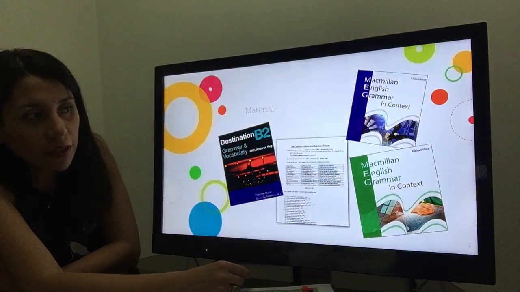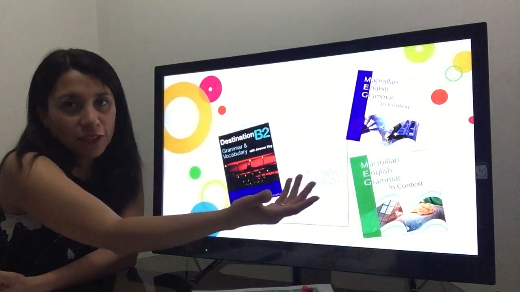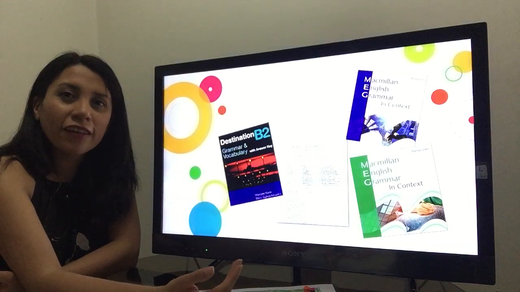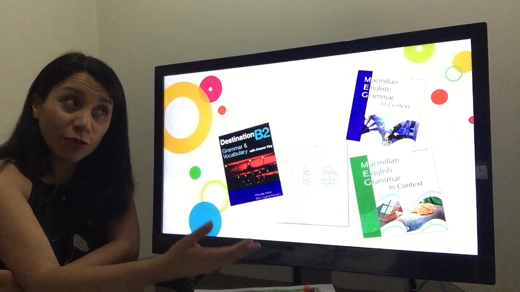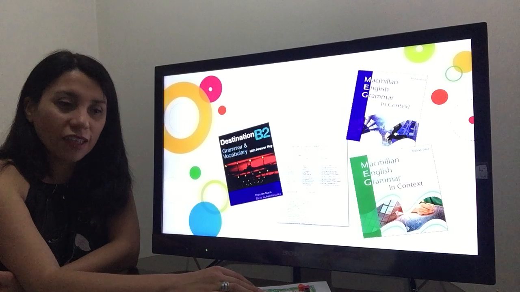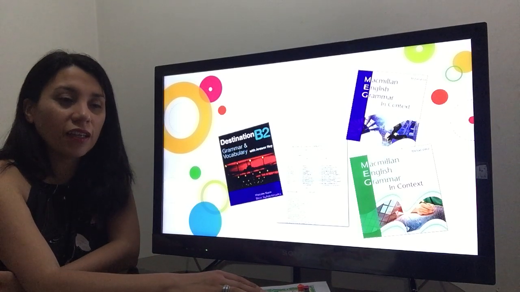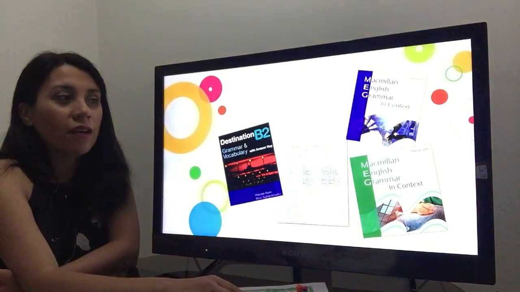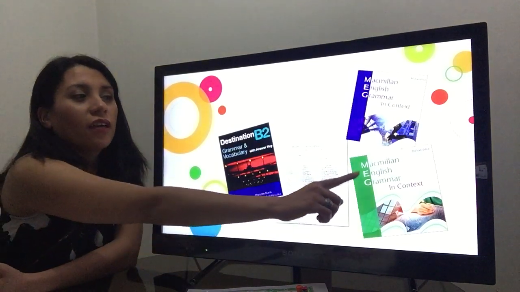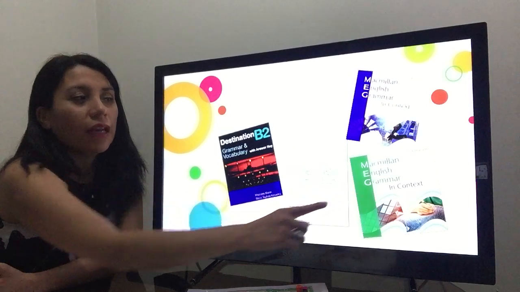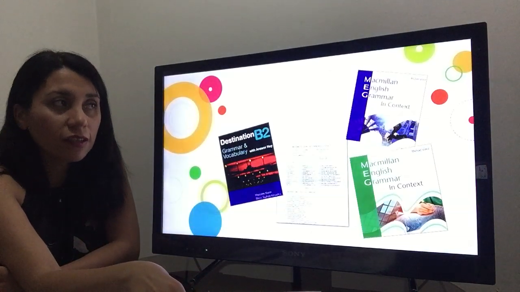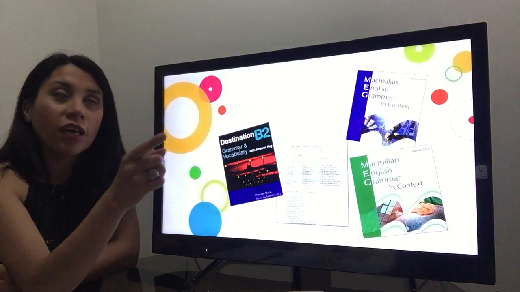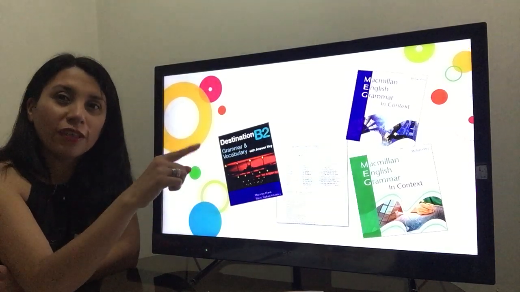That one is for intermediate learners. Well, the book says it is for intermediate learners, but in fact it is not. I think several units of the book are designed in a way that pre-intermediate learners can perfectly deal with them. I also used the Macmillan English Grammar in Context for advanced learners, which, same as the first one, can be used for intermediate learners.